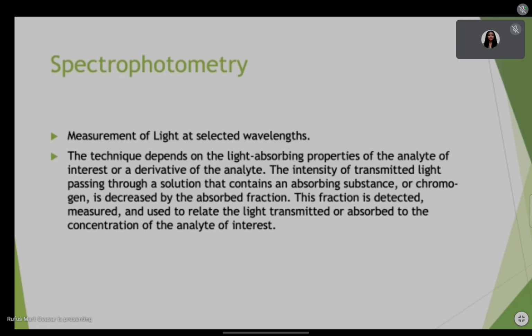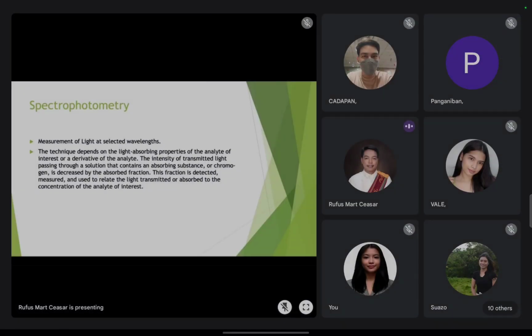Depende dun sa incident light natin kung anong gamit. Pwedeng UV, pwede sa visible region, or pwedeng both UV-Vis, or pwede ring IR region. Depende. The intensity of transmitted light passing through a solution that contains an absorbing substance or chromogen, ang tawag natin sa isang absorbing substance ay chromogen, is decreased by the absorbed fraction. This fraction is detected. So, nade-detect, meron tayong detector sa dulo, measured and used to relate the light transmitted or absorbed to the concentration of the analyte of interest.